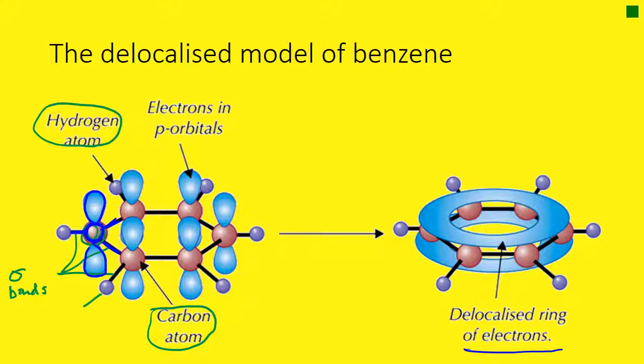So that's what explains the bond lengths that are the same between each of the carbons, and it also explains the energy of hydrogenation that is much less than you would expect from three double bonds.